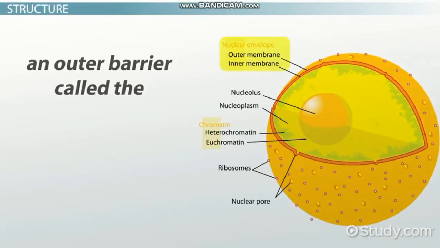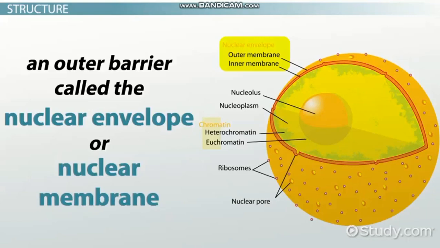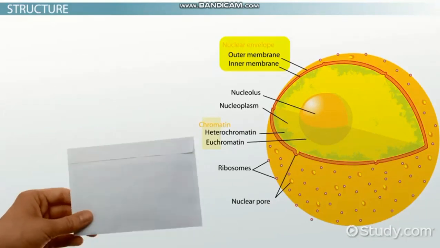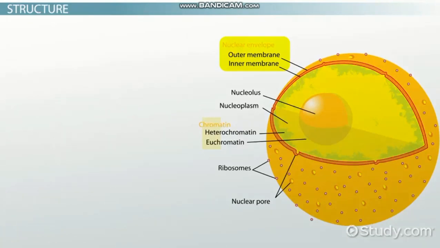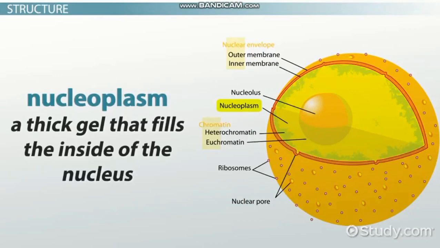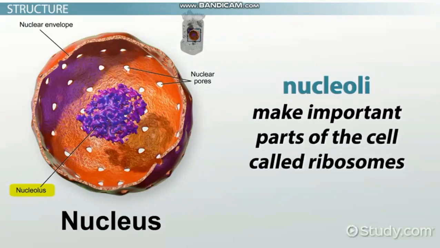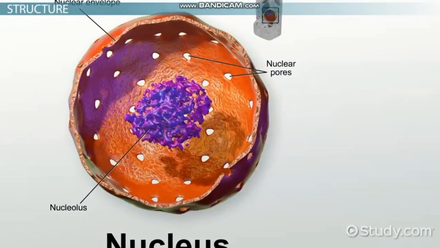The nucleus has an outer barrier called the nuclear envelope, or nuclear membrane, surrounding it. Just like an envelope surrounding a letter, the nuclear envelope contains all the important information in the nucleus. The nucleoplasm is a thick gel that fills the inside of the nucleus. Inside the nucleoplasm are large structures called nucleoli. Nucleoli are like tiny factories that make important parts of the cell, called ribosomes. We'll look more at this process later.